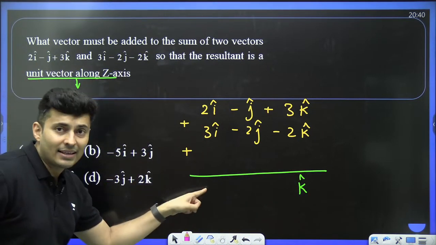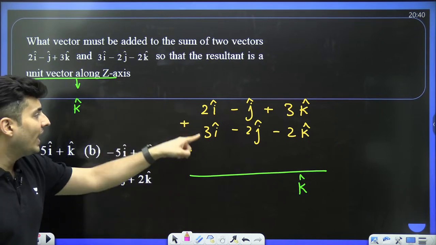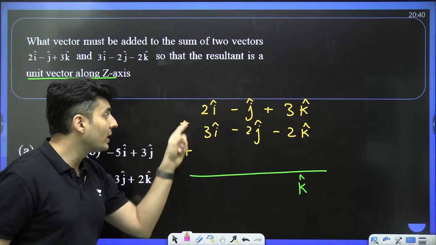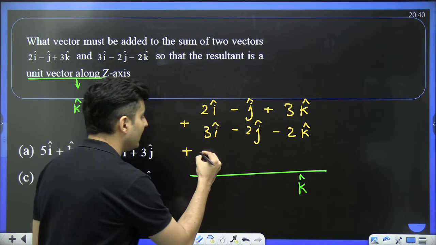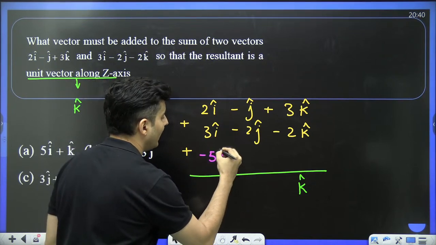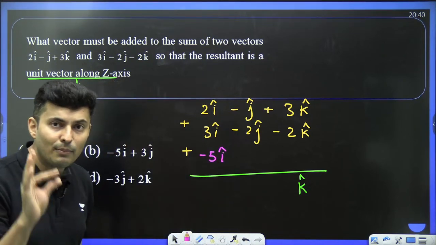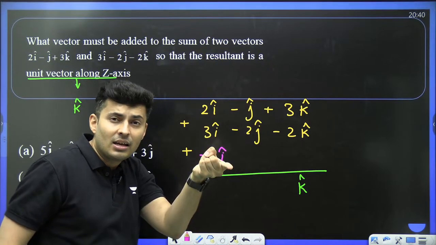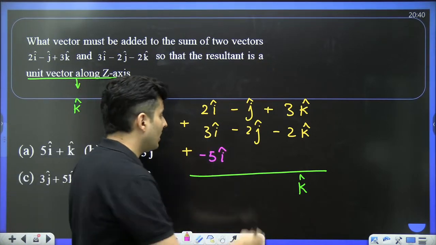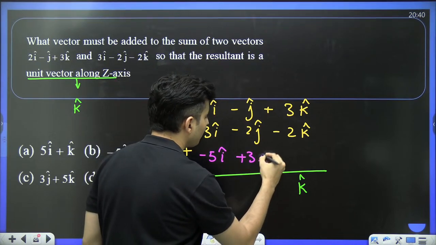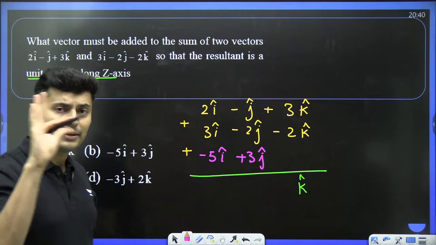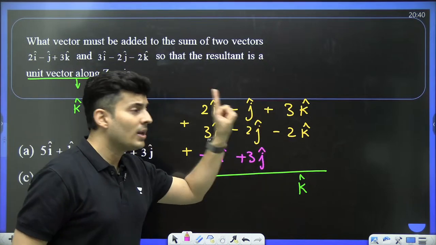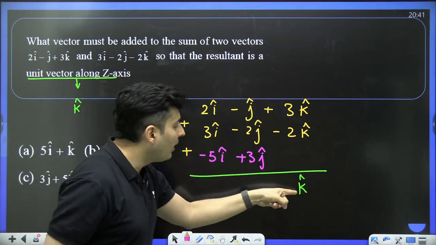If they have to cancel, think, guys, 2i and 3i is 5i. So to cancel it, I will need minus 5i cap. Minus j minus 2j will become minus 3. To cancel it, I will need plus 3j cap. Got it. 3 minus 2 is 1k cap. And I want 1k cap.